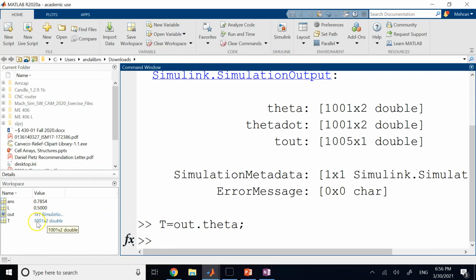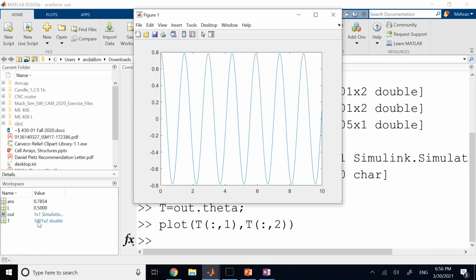How many rows? The sample time was 0.01. The total simulation time was 10. So 10 divided by 0.01, that's 1,000, and then plus 1, which is the initial point. So 1,001 data points times 2. So now if I want to plot it, I say plot what? T of column 1, which is the time values, versus what? T of column 2, which are the actual theta values. And I should get the same graph as the scope does. And now I can do all sorts of things that I know with the command plot, right? So that's what I can do.